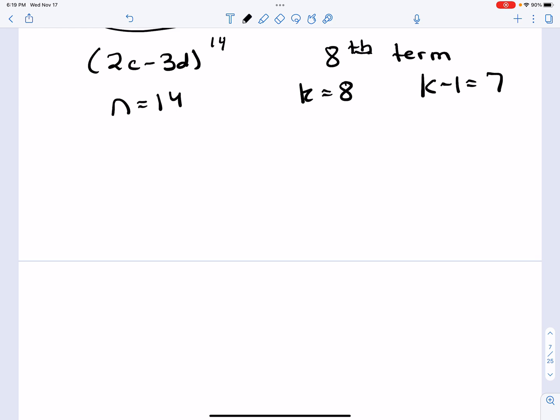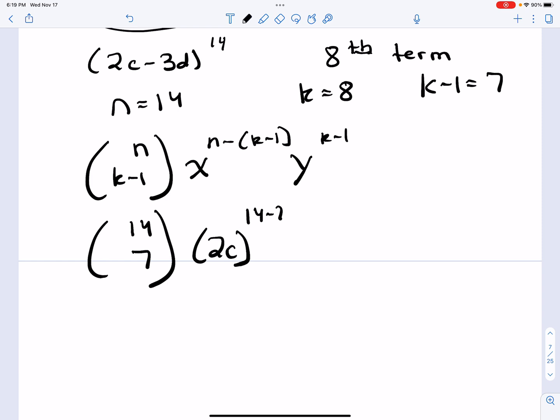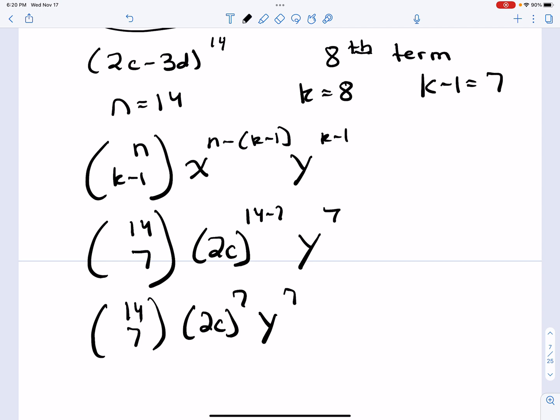So let me rewrite the formula. I use the n, which is 14, and then the k minus 1, which is 7. X in this case is 2c. And then that's raised to the n minus k minus 1. So in other words, look at your numbers in the parentheses there and subtract those, 14 minus 7 to get that one. And then y is that same number that's on the bottom there, the 7. So you're going to have 2c raised also to the 7th power and y to the 7th. Okay, so let me do the 14 nCr 7. I get 3432.